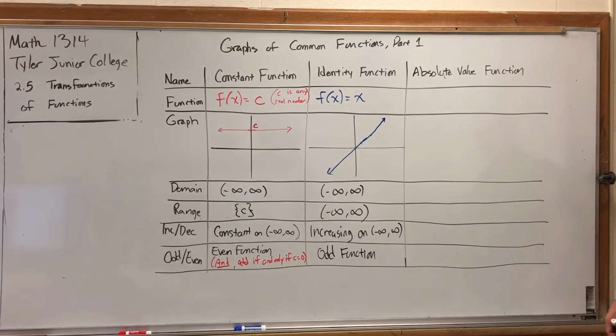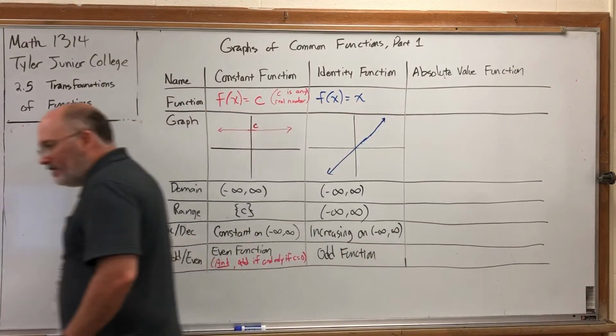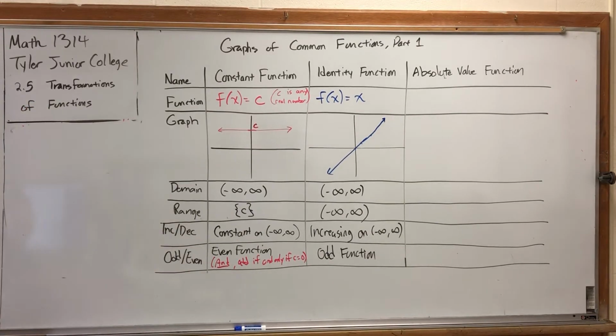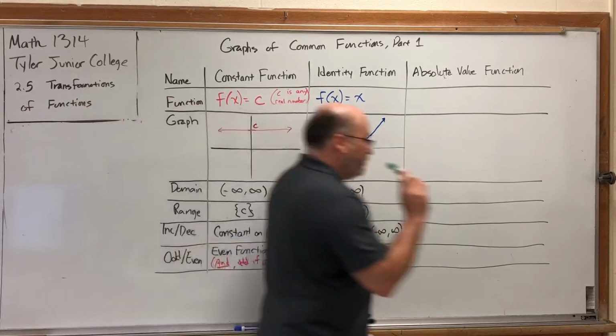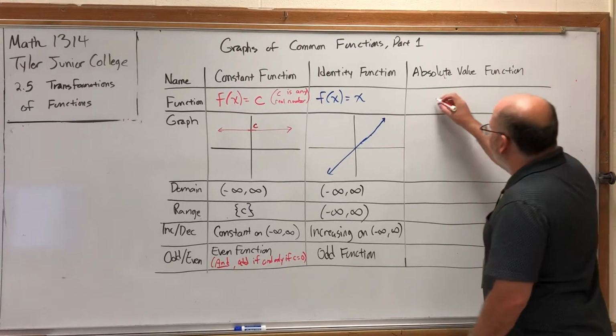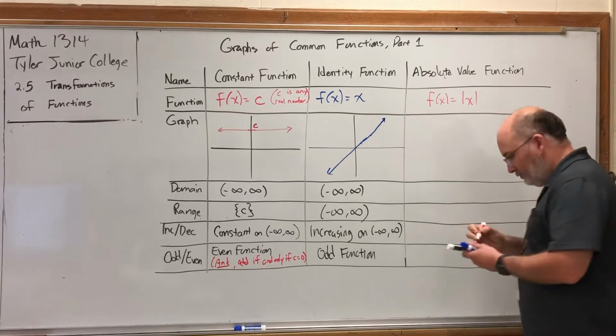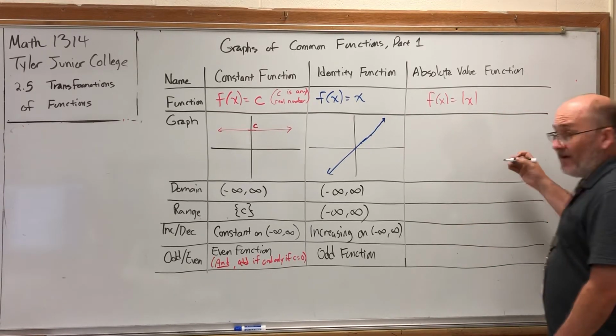And the third one we're going to look at in this video is the absolute value function, whose name describes it perfectly. It's f of x equals the absolute value of x. Let's see if the screen marker's working. No, it's too weak. We'll just use the red marker again. So it shouldn't surprise you that I'm about to write f of x equals the absolute value of x. But what does its graph look like?